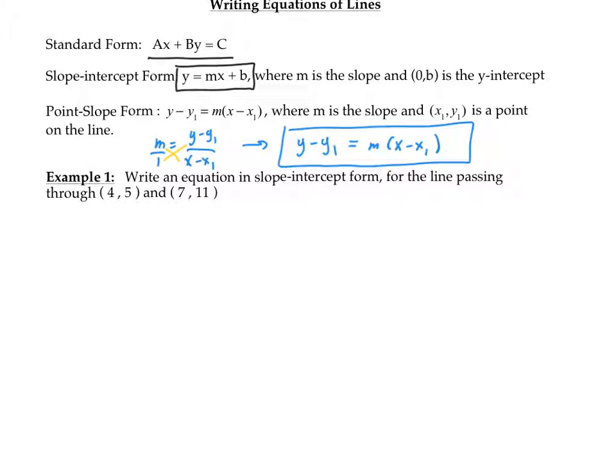So the goal in example 1 is to write an equation in slope-intercept form, so y equals mx plus b form, for the line passing through the points (4, 5) and (7, 11). Let's call (4, 5) x1, y1, and let's call (7, 11) x2, y2. The first step in writing the equation of the line is to find the slope.